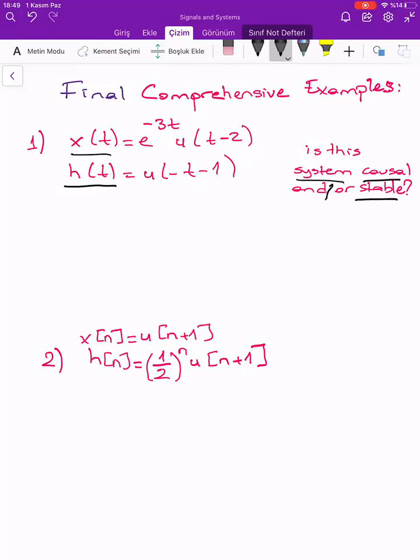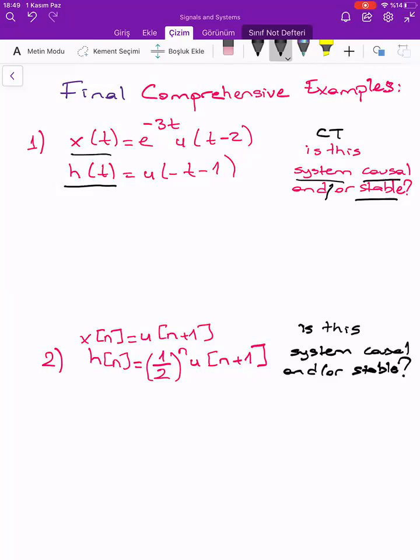This is the first question. This is a continuous time system. And then I have another system, which is discrete time in this question. And I'm still asking you if the system is causal and or stable or not, okay? These are the two questions that I want you to focus.